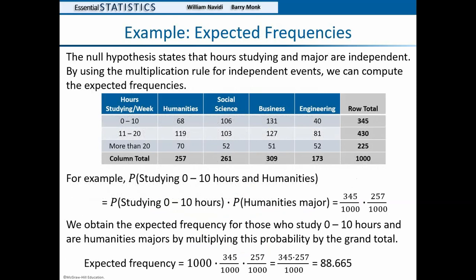So the null hypothesis states that our setting and majors are independent. Remember the probability multiplication rule: for independent events A and B, the probability of A and B is just the probability of A times the probability of B.